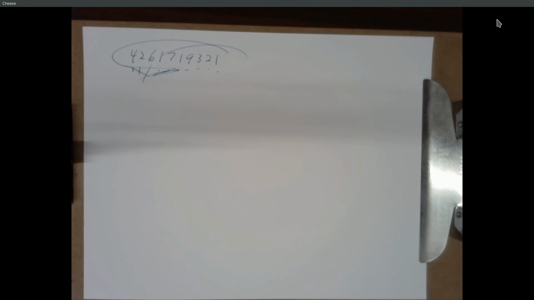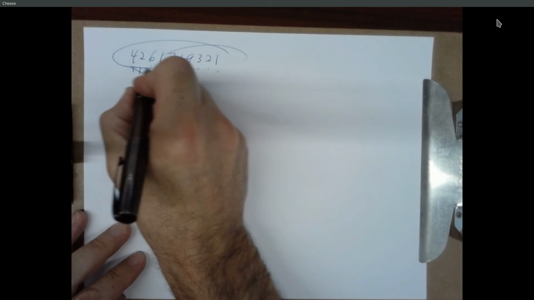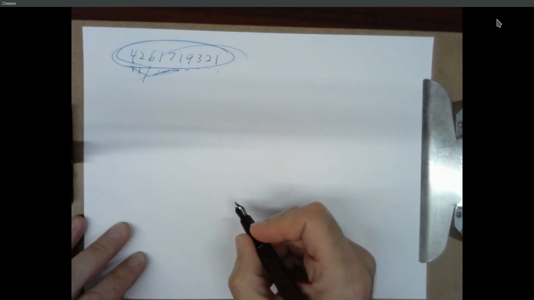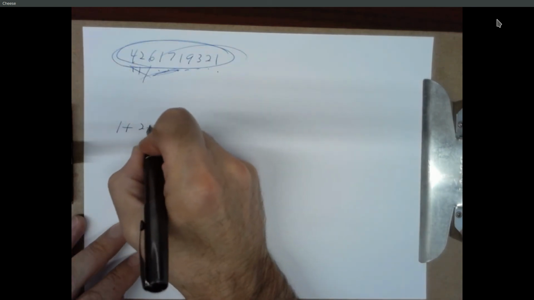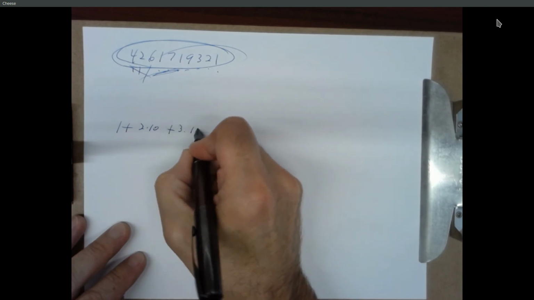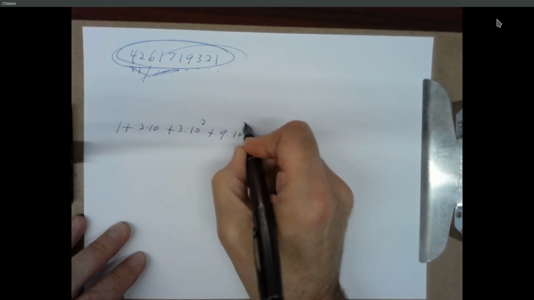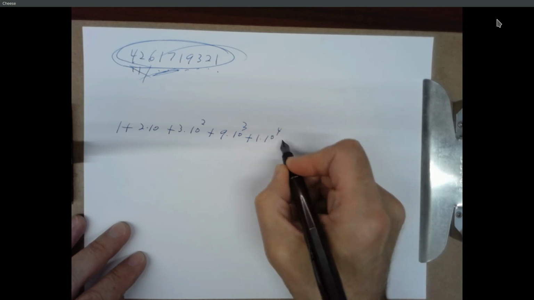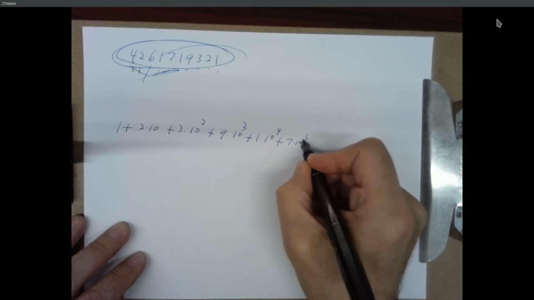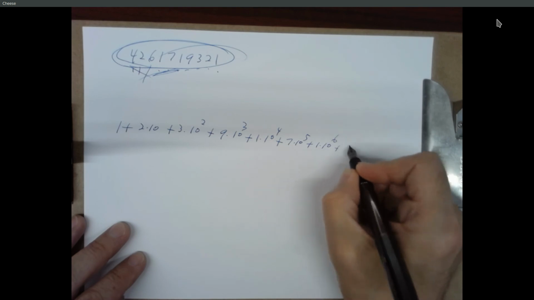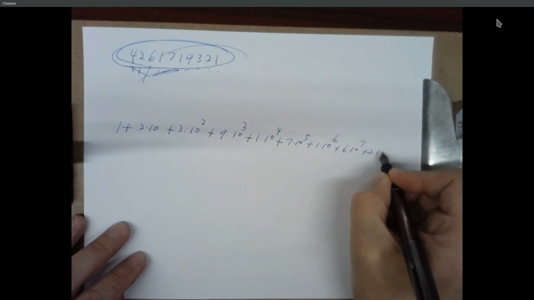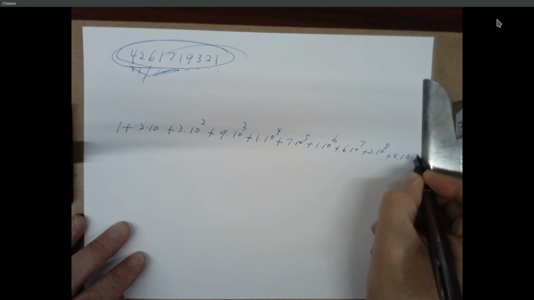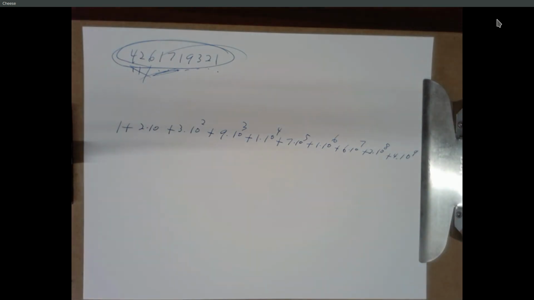So that's just a little trick that you bump into somewhere. But why does this work? So what is this number? This is actually the number 1 plus 2 times 10 plus 3 times 10 squared plus 9 times 10 cubed plus 1 times 10 to the 4th. Alright, that's what that number is equal to.